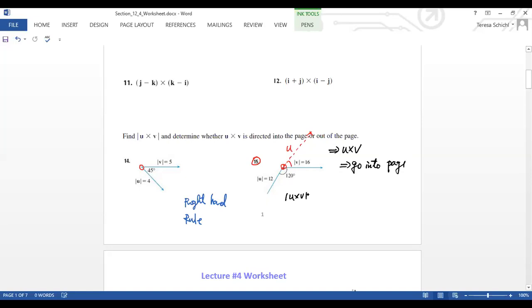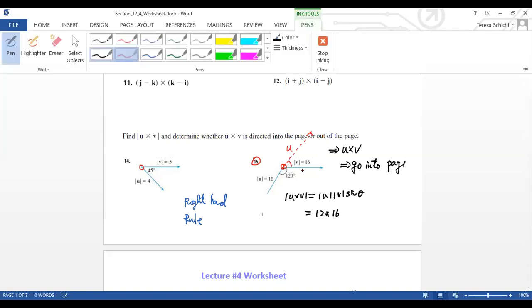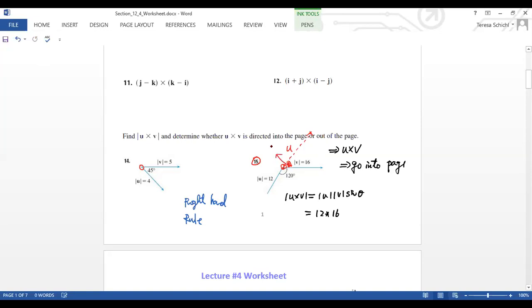The problem also asks you to find the magnitude of U cross V. I'm just using the formula: the magnitude of U times the magnitude of V times sine theta. U is 12 and V is 16. What is my theta? It's the angle between U and V, so it has to be this angle, which is 60 degrees. That's why you get sine 60 degrees, and the answer here is 96 square root of 3.